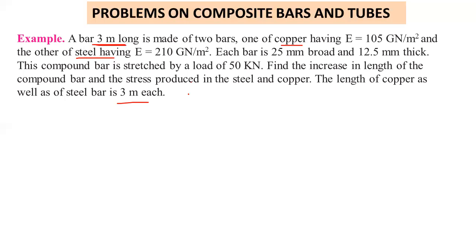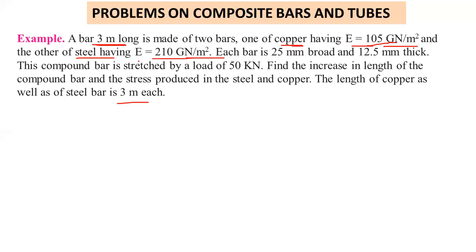Okay, here the copper bar has Young's modulus 105 gigapascal. 1 Newton per meter square is called Pascal. So capital G is the giga. 105 gigapascal for copper. The Young's modulus for copper equals 105 gigapascal. And also the Young's modulus for steel equals 210 gigapascal.